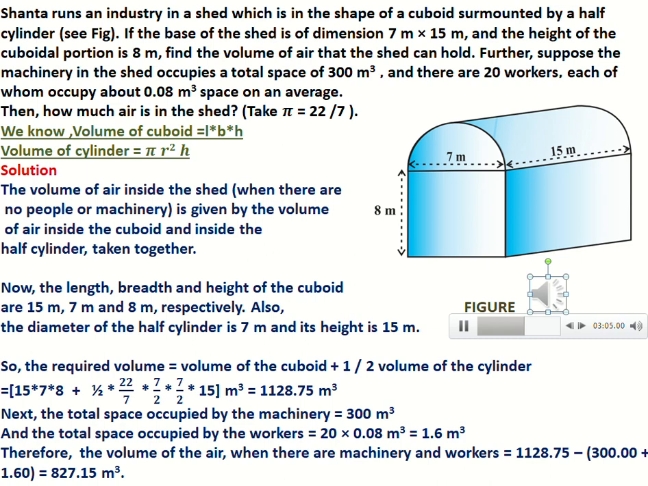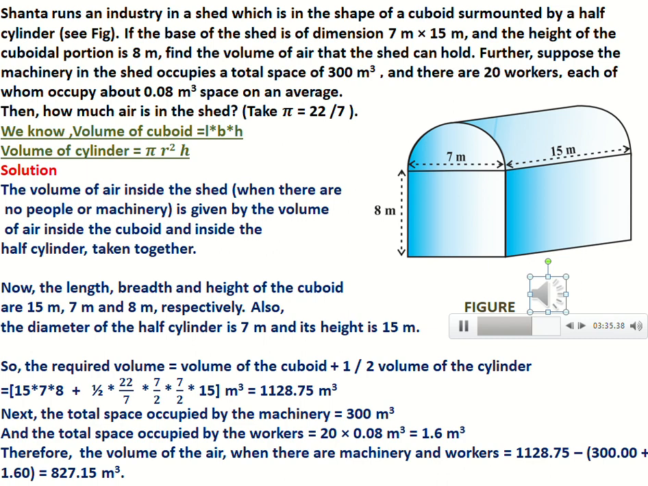So the required volume will be volume of cuboid plus half volume of cylinder, which is equal to length into breadth into height, the volume of cuboid, that is 15 into 7 into 8, plus half of volume of cylinder, pi r square h, that is 22/7 into 7/2 into 7/2 into 15 m cube, which is equal to 1128.75 meter cube.